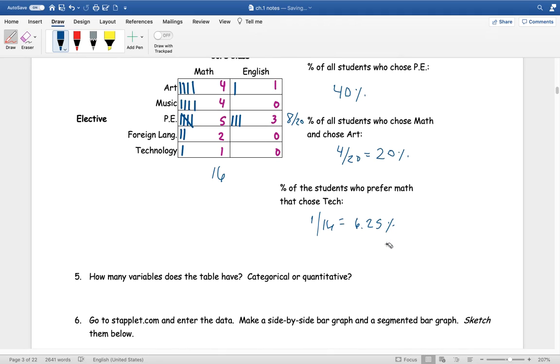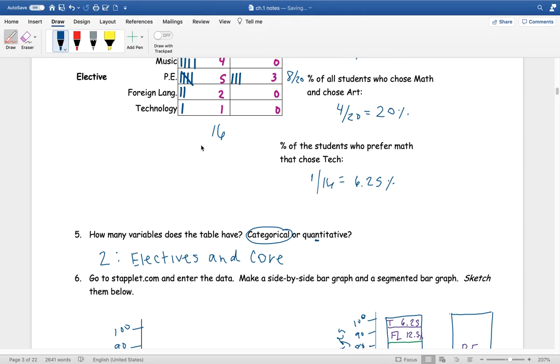Okay. Now, how many variables does this table have? Well, first I started out with electives, and now I also put in core classes. So I have 2. That is electives and core. Now, are we talking about categorical or quantitative? Quantitative is just numerical. I think about it with this N right here. It's for number. So this is categorical. We have no numbers that are my variables.